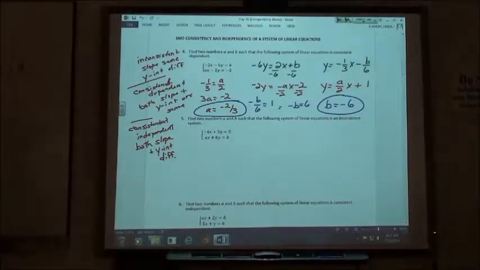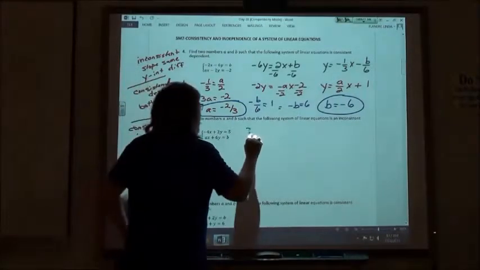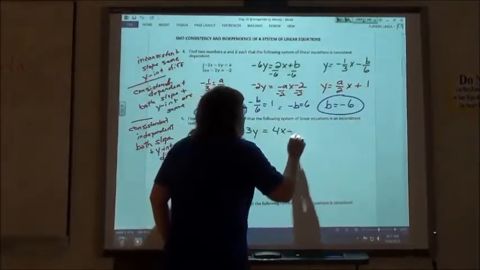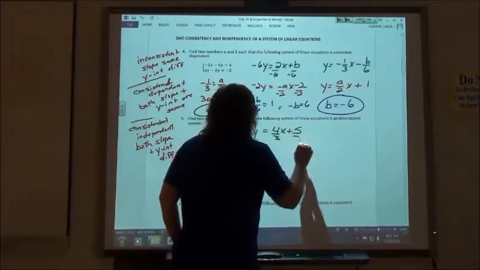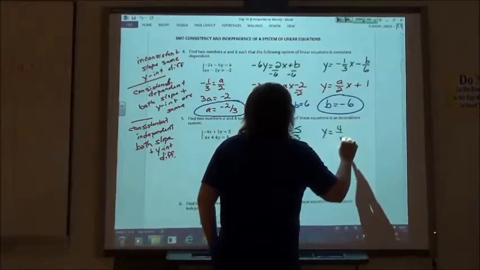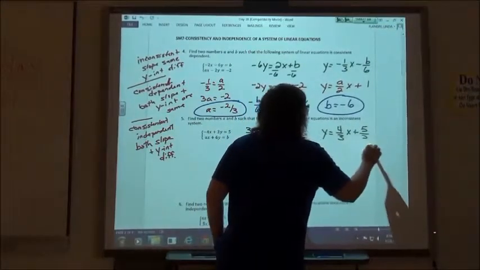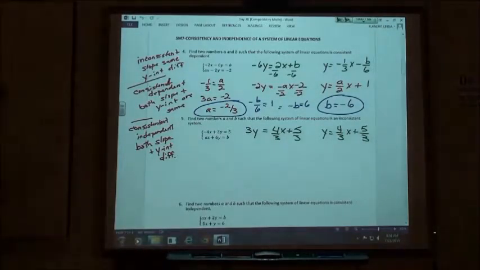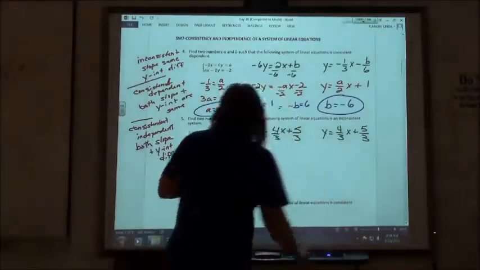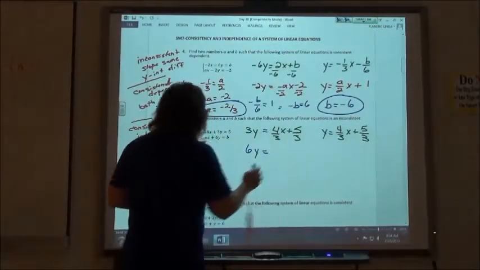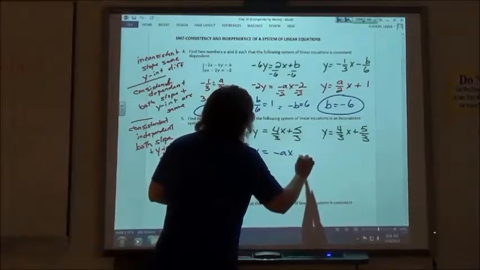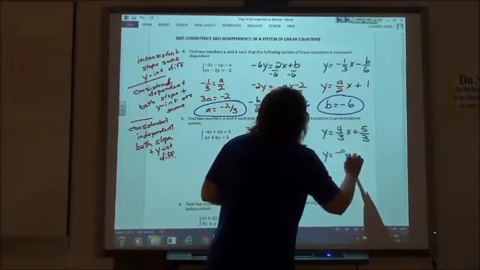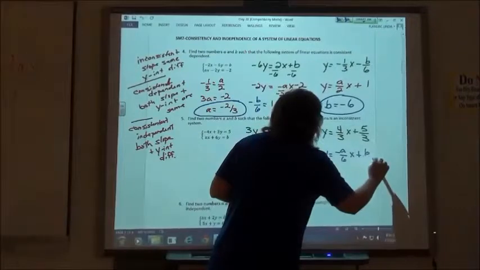So number 5, same kind of thing. I'm going to set them equal to y. So 3y is going to equal a positive 4x plus 5. I'm going to divide by my 3. So y equals 4/3 x plus 5/3. On my second equation, 6y is going to equal negative ax plus b. I'm going to divide by 6. So y is going to equal negative a over 6 x plus b over 6.